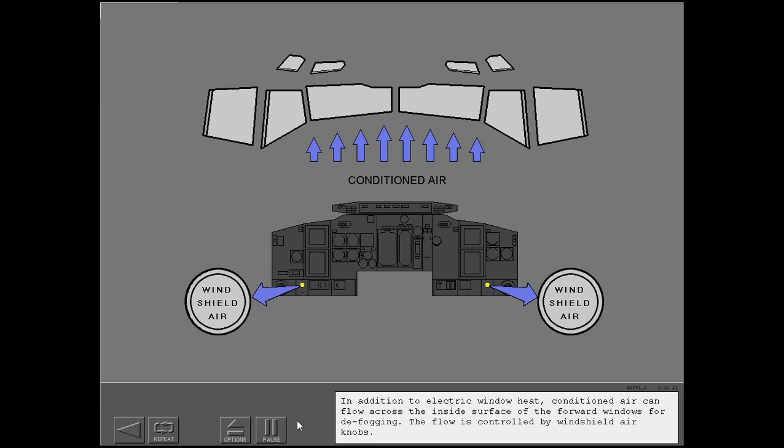In addition to electric window heat, conditioned air can flow across the inside surface of the forward windows for defogging. The flow is controlled by windshield air knobs.